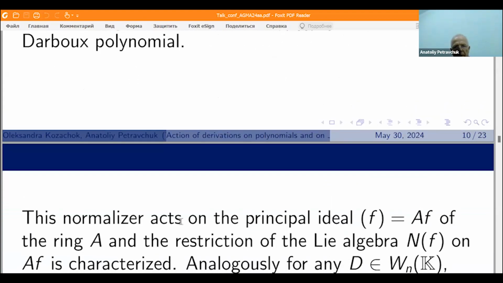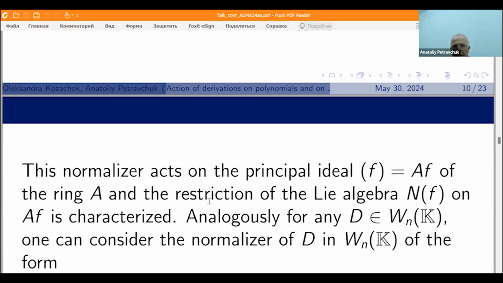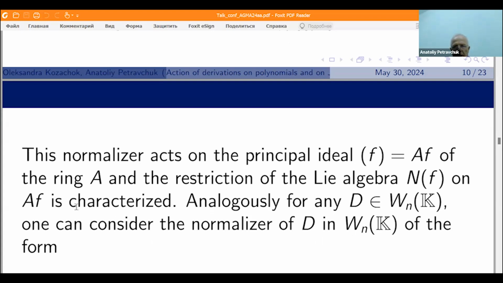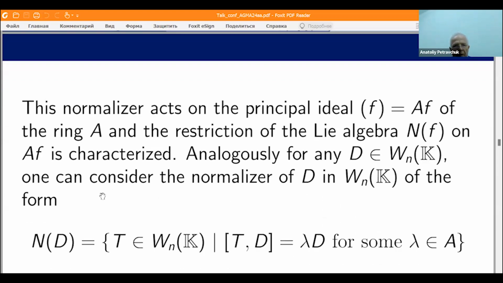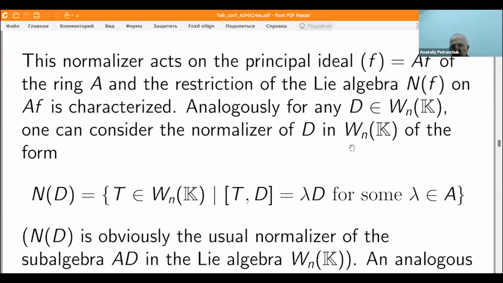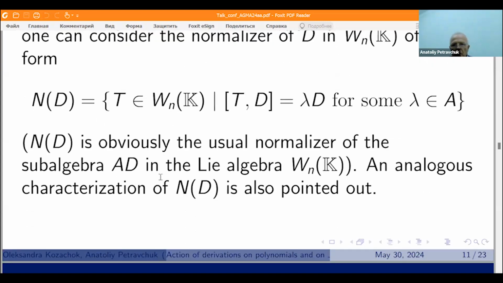These normalizers N(f) act on the principal ideal Af of the ring A. A is a polynomial ring, and the restriction of the Lie algebra N(f) on this principal ideal Af is characterized analogously. For any derivation D in W_n(k), one can consider the normalizer of D in the Lie algebra W_n(k) in the form N(D) equals the set of all T such that the product TD equals λD for some polynomial λ in A. And N(D) is obviously the usual normalizer of the subalgebra AD in the Lie algebra W_n(k).